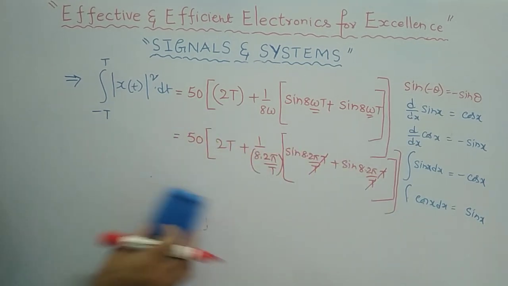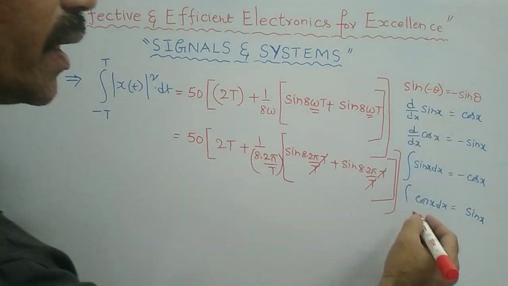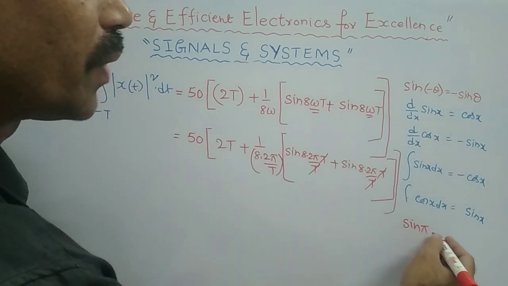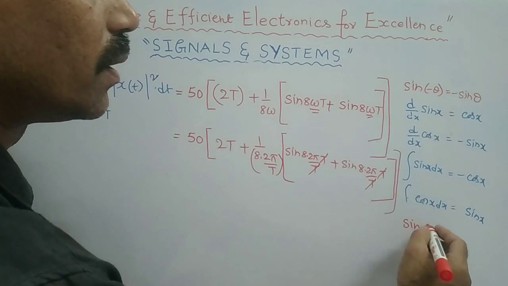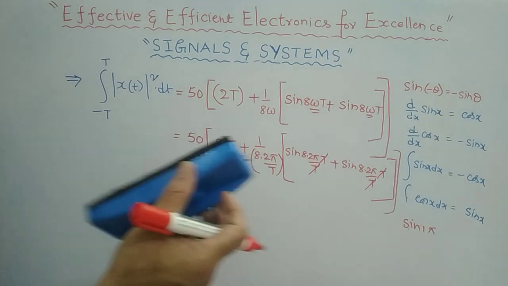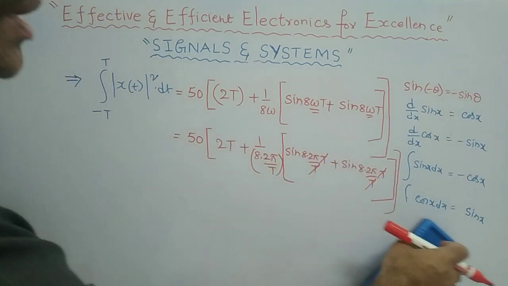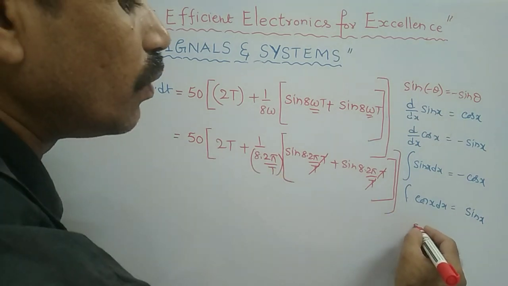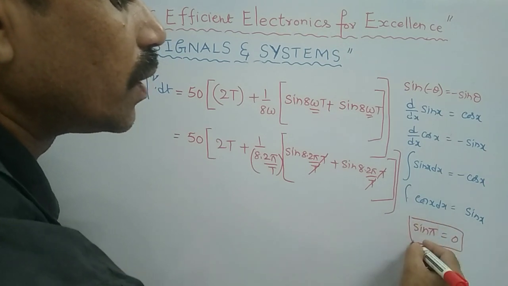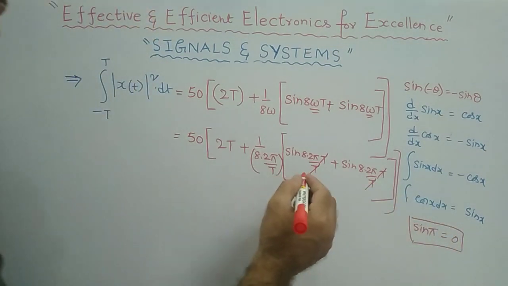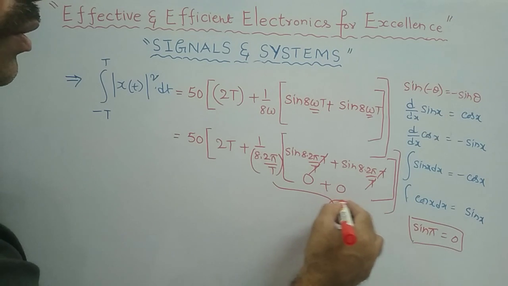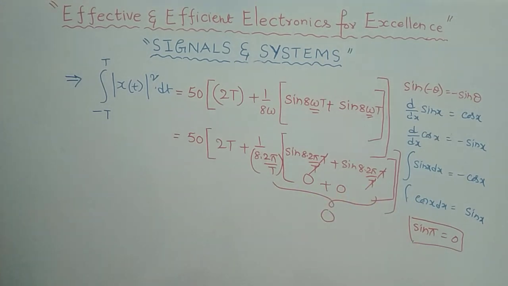So remember that identity: sin of pi means sin of 180. Sin of 1 into pi or sin of 2 into pi means 180 multiplied by some constant, any value, so finally it is sin 180. So sin 180 value is obviously 0. Therefore this value becomes 0, and finally the total bracket part you will get 0 here.